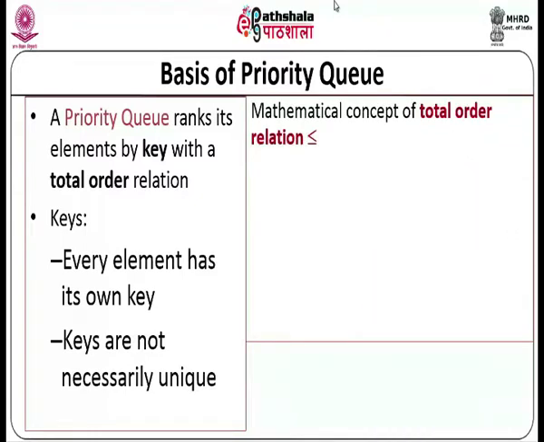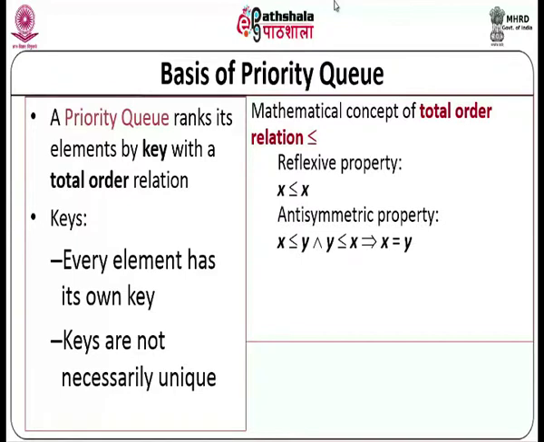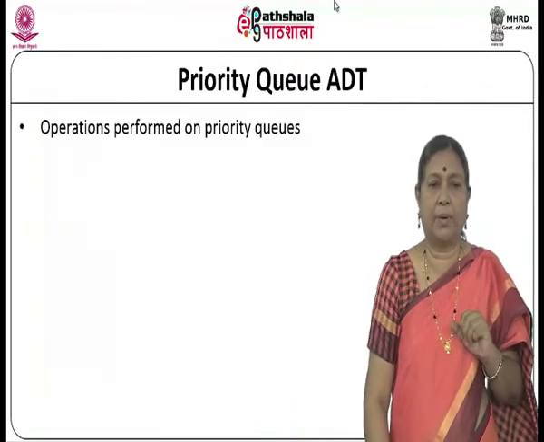So, the mathematical concept of total order relation less than or equal to has a reflexive property: x is less than or equal to x. It is an anti-symmetric property. So, if x is less than or equal to y and y is less than or equal to x, then it means x is equal to y, it is not symmetric. It is transitive: x is less than y and y is less than z, then x is less than z. This is the typical mathematical reflexive, antisymmetric and transitive property which we associate with the total order relation less than or equal to. So, now let us define operations performed on priority queues.